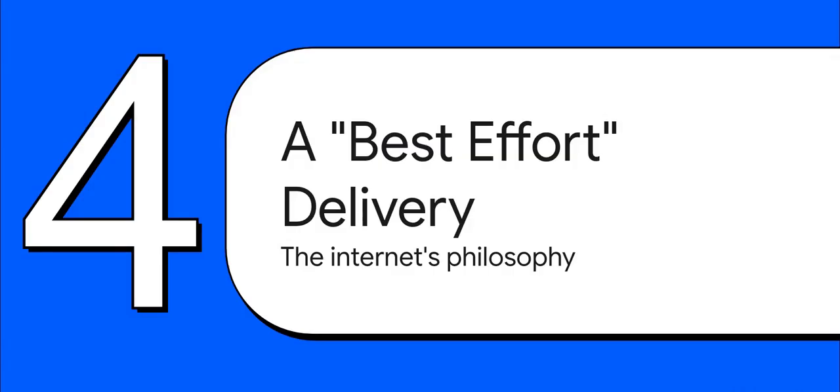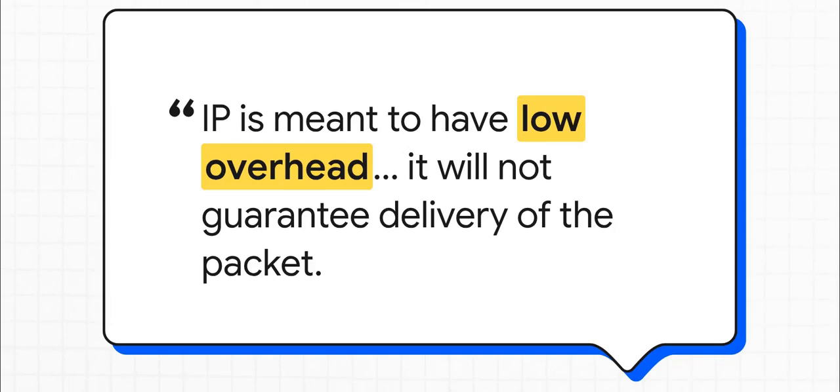Now, as our packet is hopping from router to router, it's operating under a very specific set of rules. And this is where the philosophy of the internet gets really fascinating. You see, it's not built on perfection, it's built on speed and efficiency. This quote right here gets to the absolute heart of it. The Internet Protocol, or IP, is designed for low overhead. That means it doesn't waste time with a bunch of extra features. Its only goal is to get packets moving as fast as possible. Guaranteed delivery? Nope. That's a problem for another part of the system to worry about.